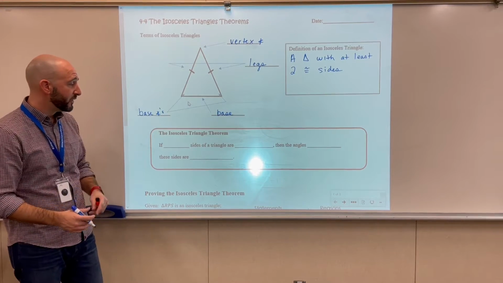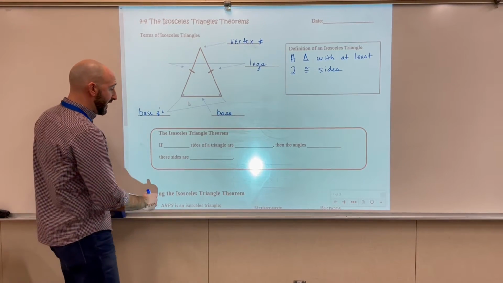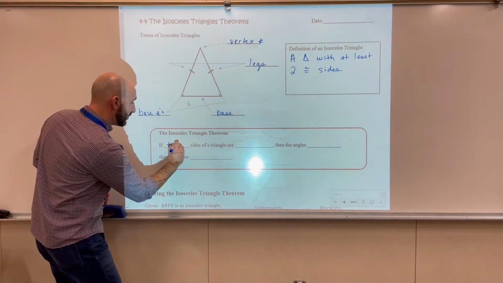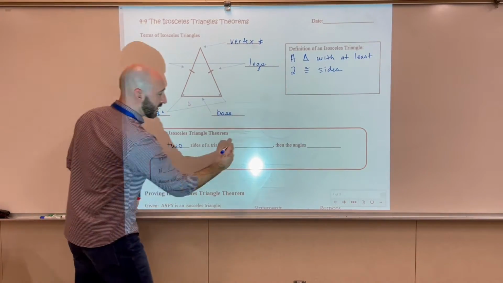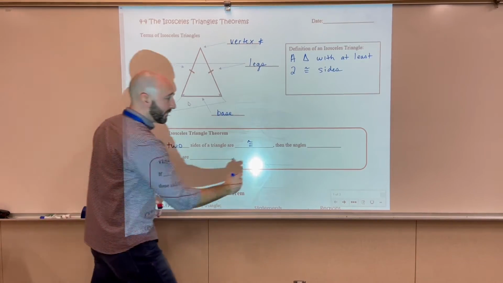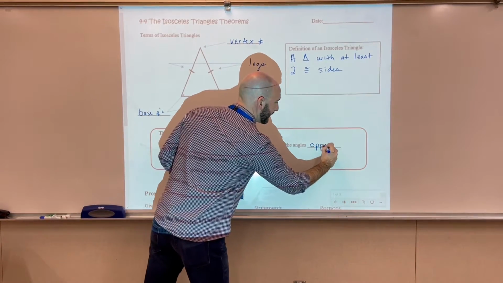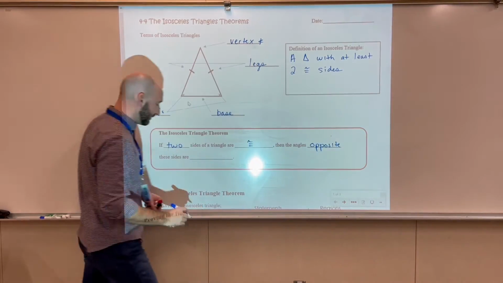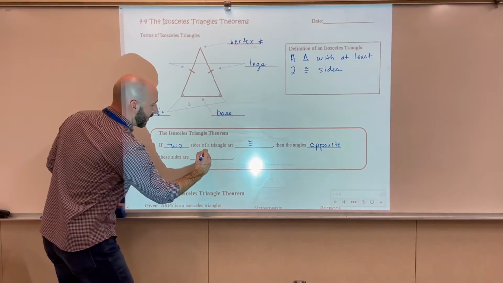So the isosceles triangle theorem, which I don't know if I said this earlier, is a very important theorem and it's very useful. Okay, it reads that if two sides of a triangle are congruent, then the angles opposite these sides are also congruent.